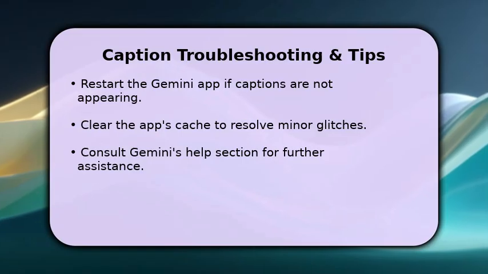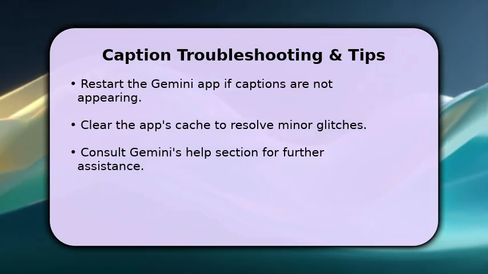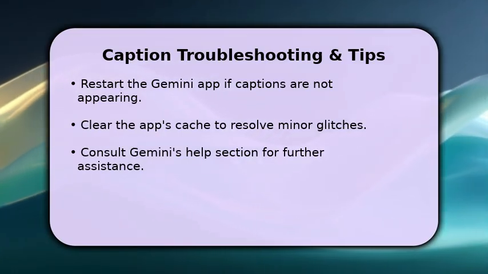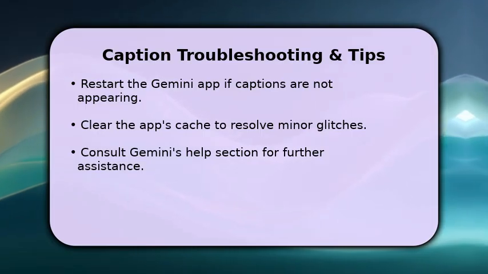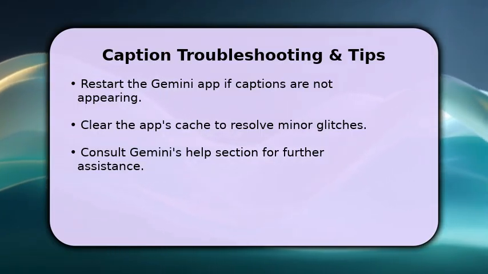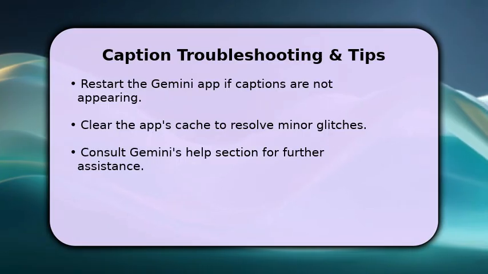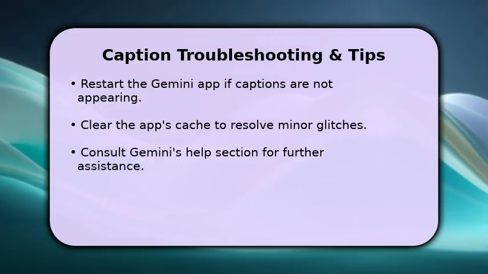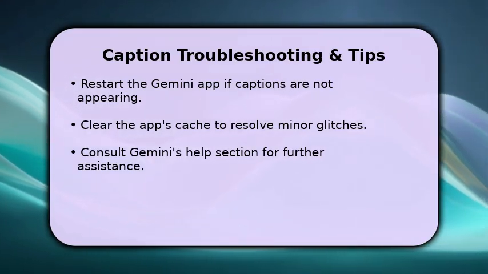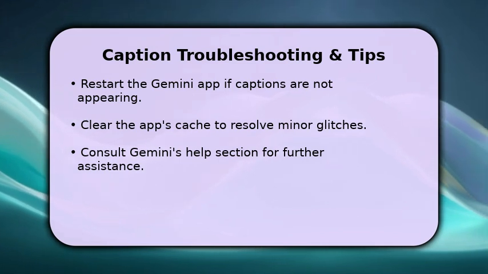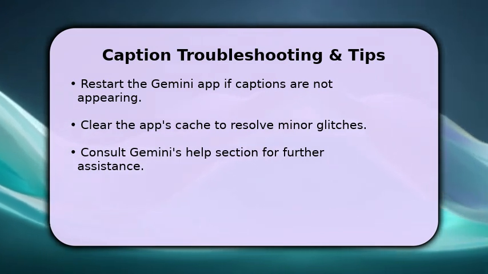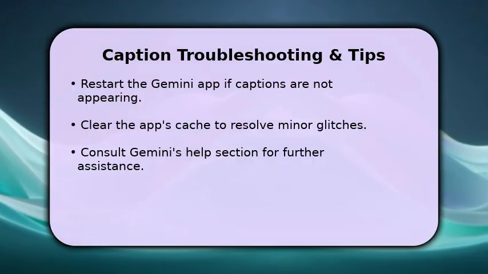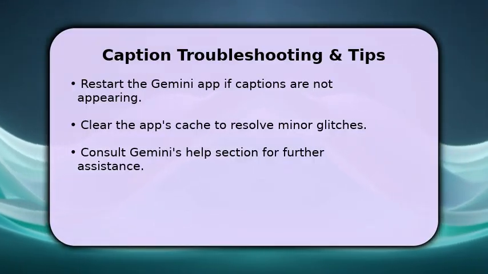If you encounter any issues, try these troubleshooting tips. First, restart the Gemini application if captions are not appearing as expected. Clearing the app's cache can often resolve minor glitches and improve performance. For more detailed assistance, consult Gemini's dedicated help section. Your feedback is also valuable for improving the overall accuracy and functionality of the caption feature.